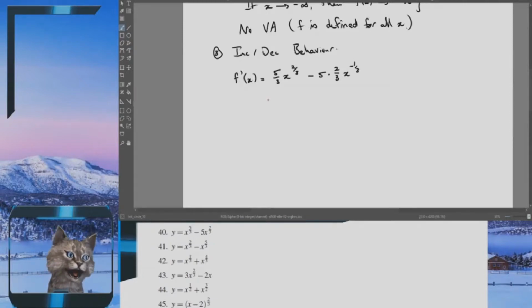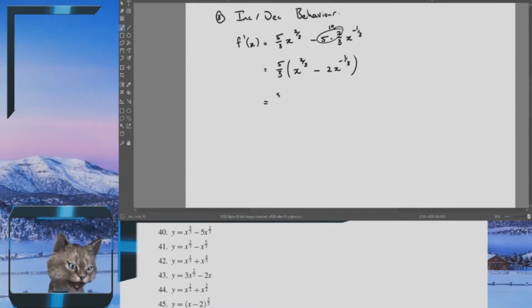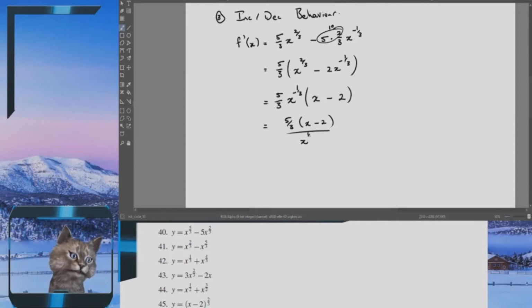Now, I have to clean this up. So, these two together become 10. I can take out a 5 over 3. And let's just do that first. I'm left with x to the 2/3 minus 2x to the negative 1/3. Don't try and do too much at once if you're not comfortable with it. Now, a good rule of thumb here is to take out the smallest or most negative power of x, which in this case is going to be x to the negative 1/3. Then I'm left with x minus 2. And it just makes that bracket as nice as possible. If I clean this up, I get 5 over 3, x minus 2, all over x to the 1/3.